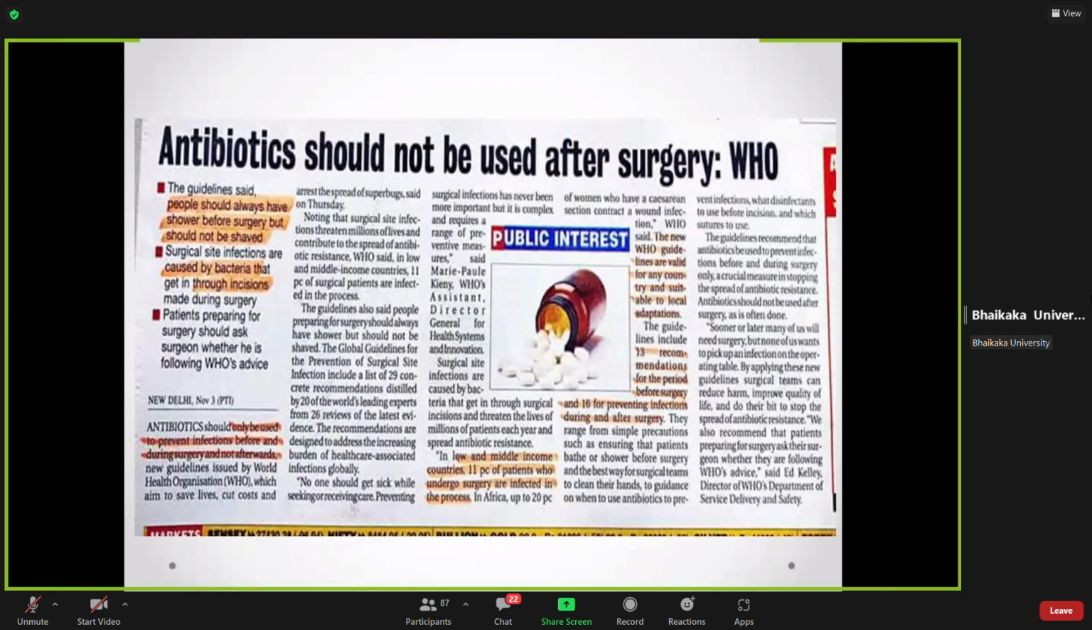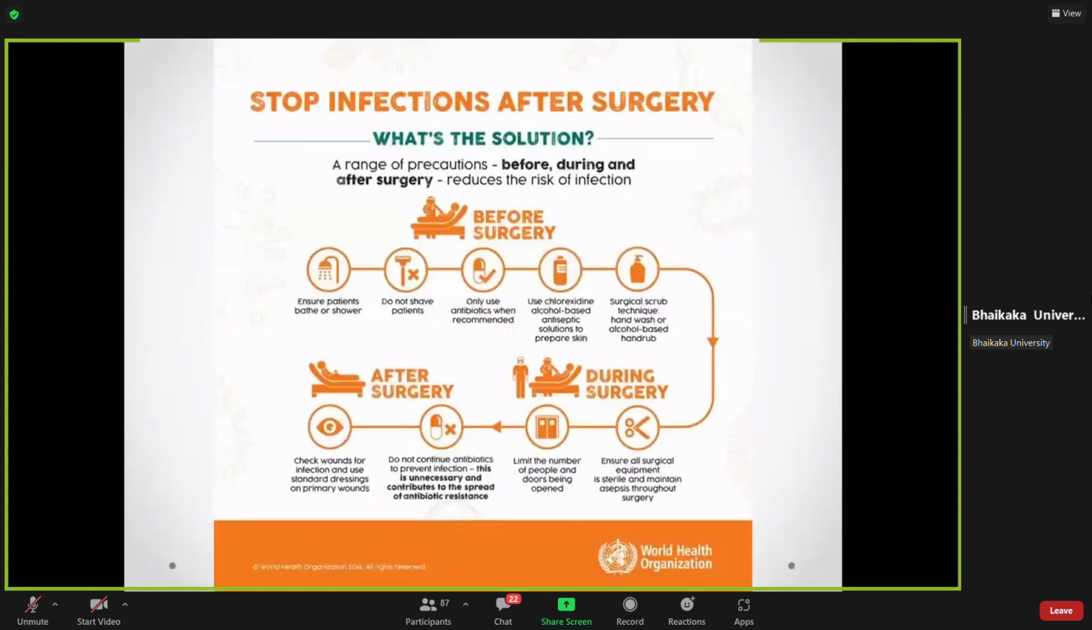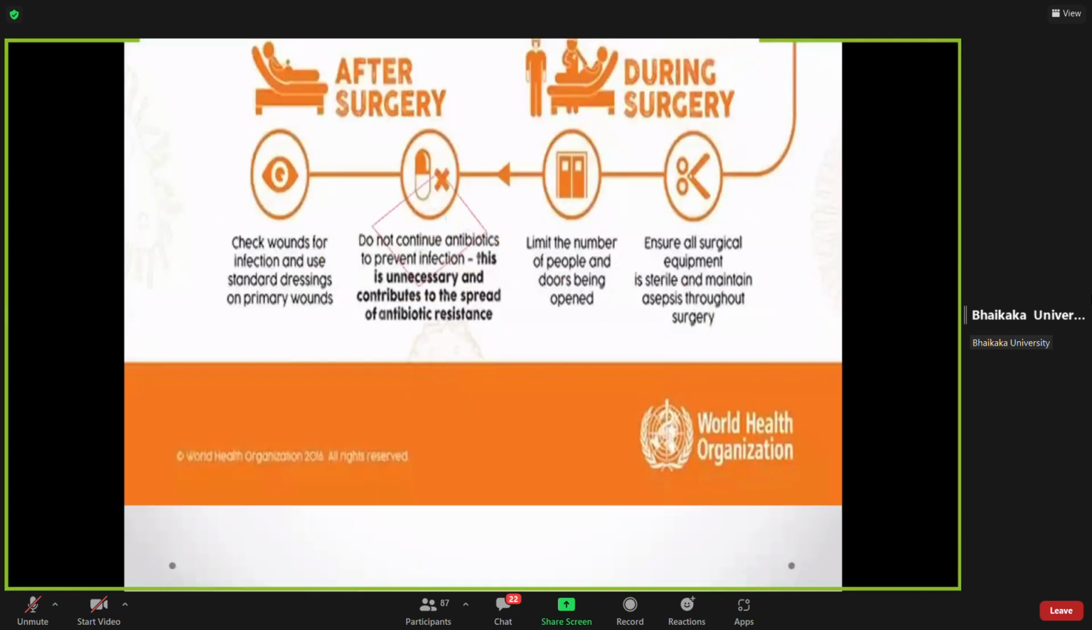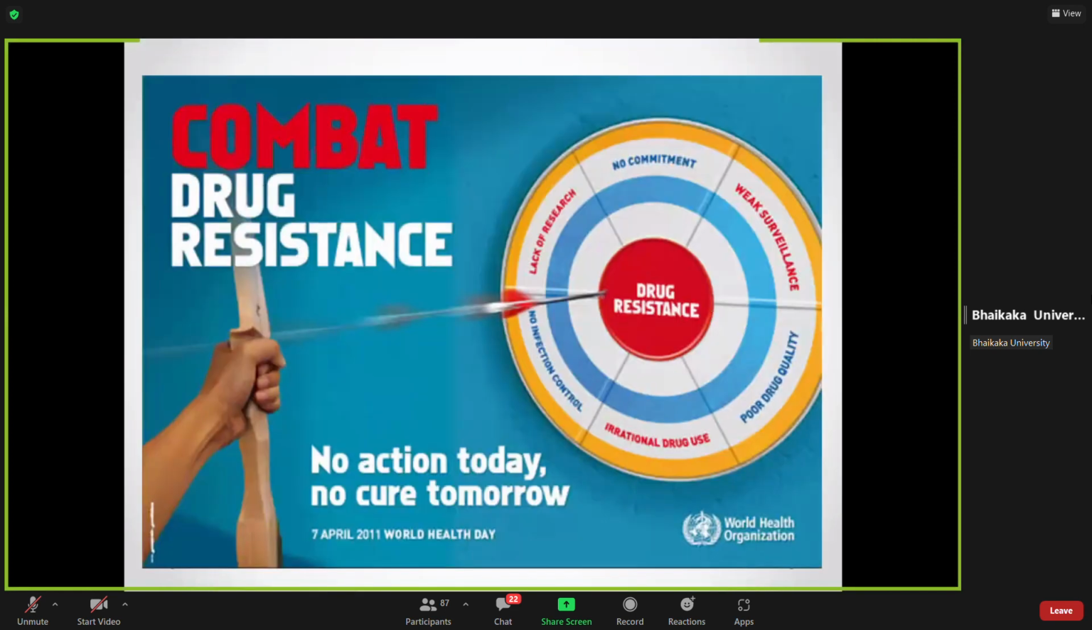WHO has also given one statement in 2013, that antibiotics should not be used after surgery. Now that is also again not practiced well. During surgery also people practice antimicrobial therapy rampantly, and they irrationally give the higher antibiotic before the surgery, during surgery, and even after the surgery. So that has to be stopped, right?